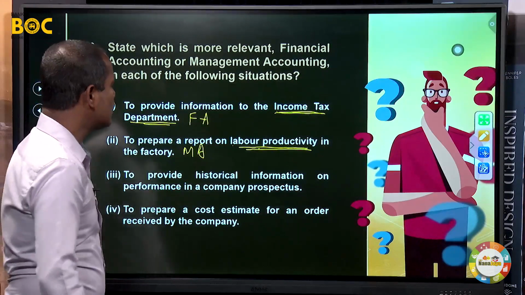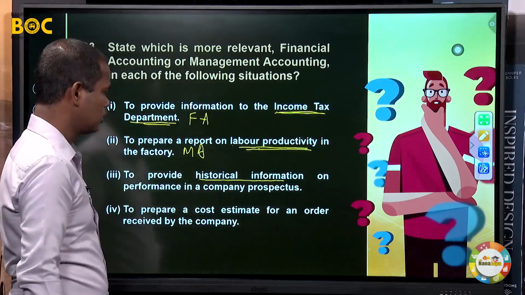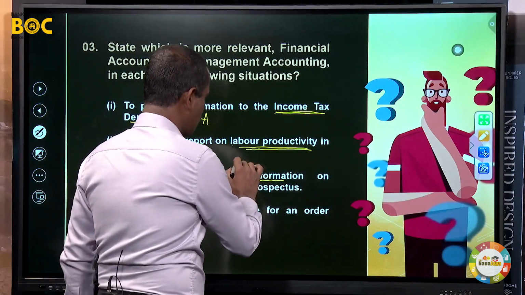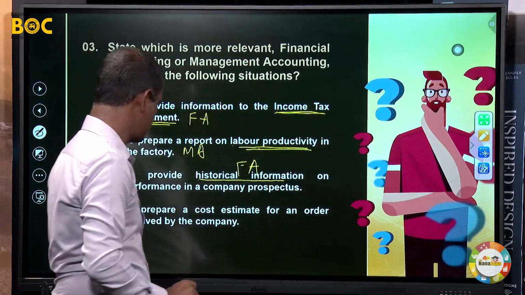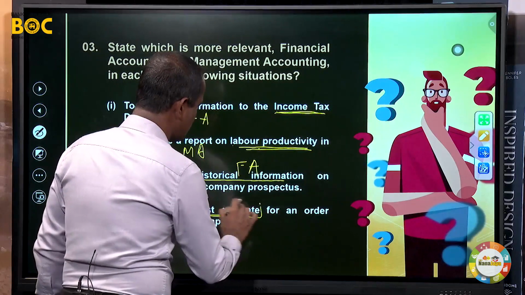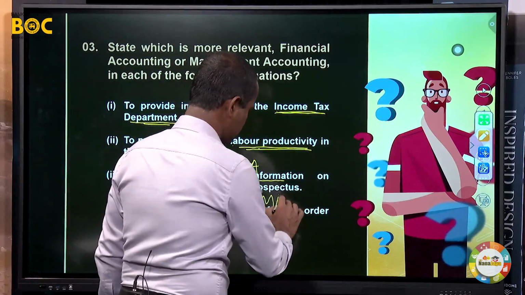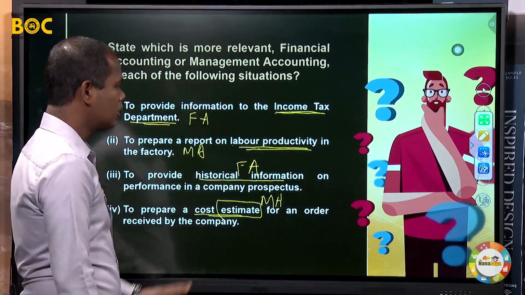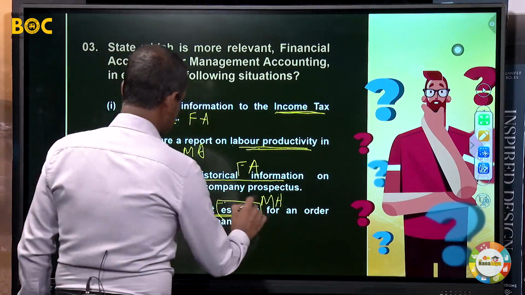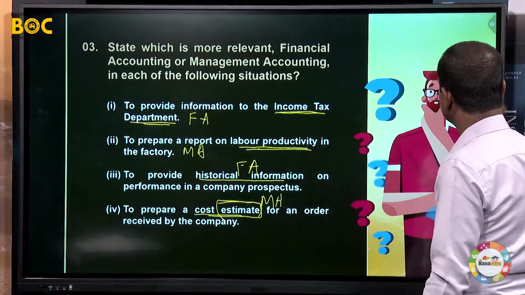To provide historical information on the annual report in a company's prospectus. To provide historical information, you use financial accounting. To prepare a cost estimate, right? You estimate your cost. Estimates are prepared by management accounting. Those are the four areas.